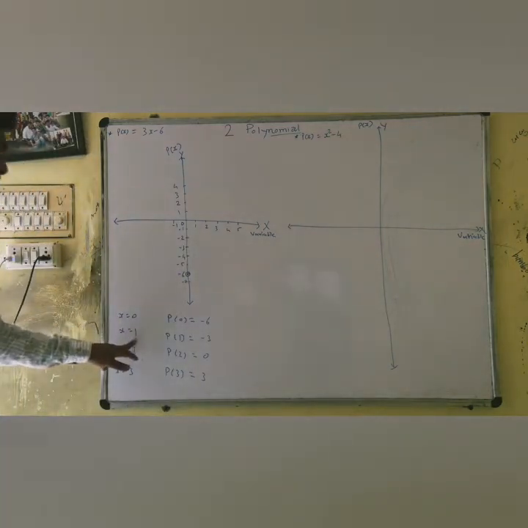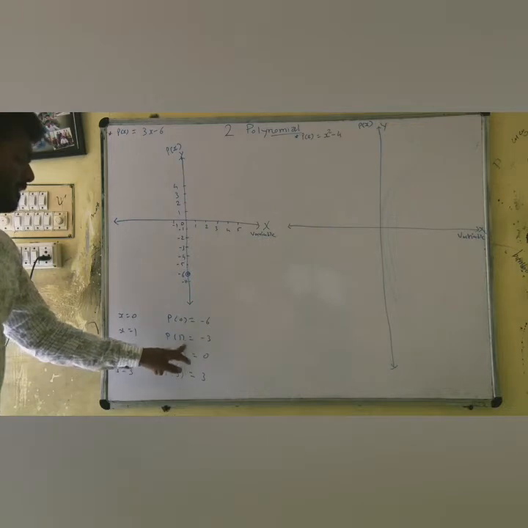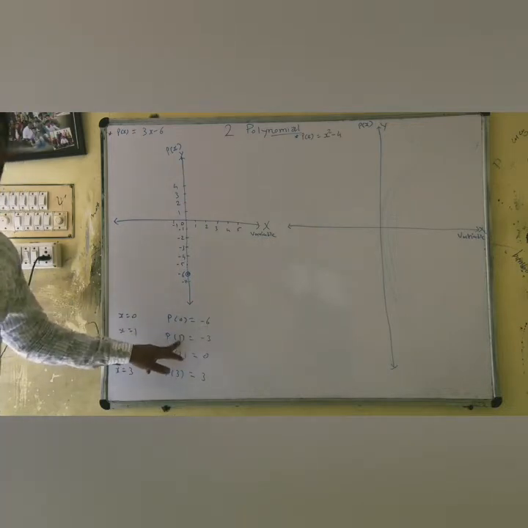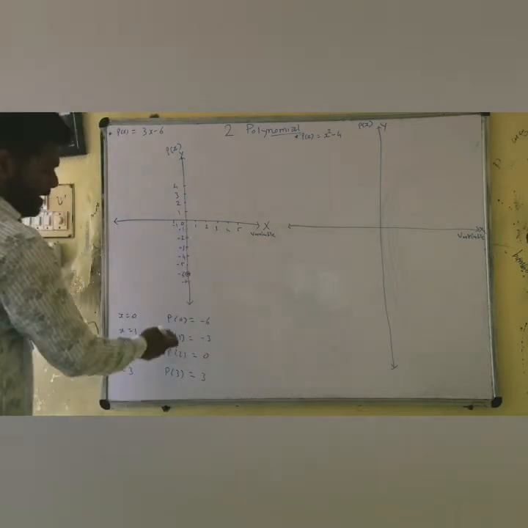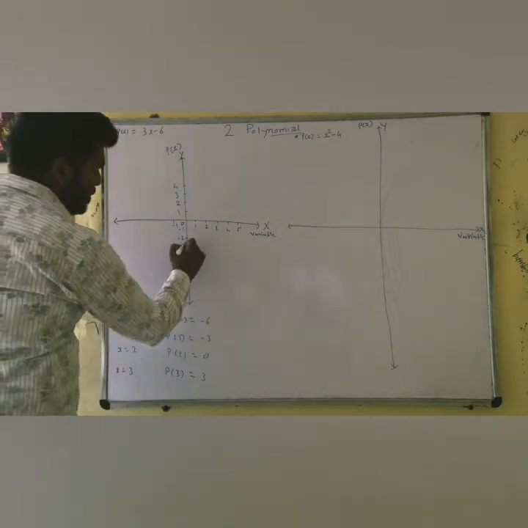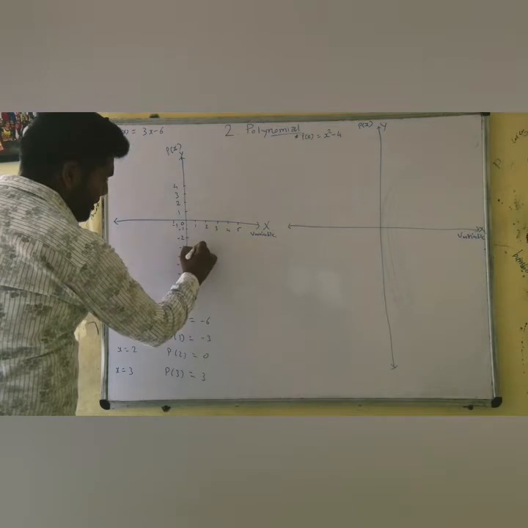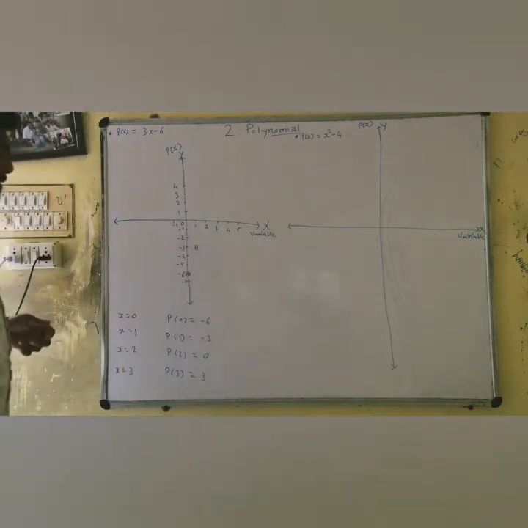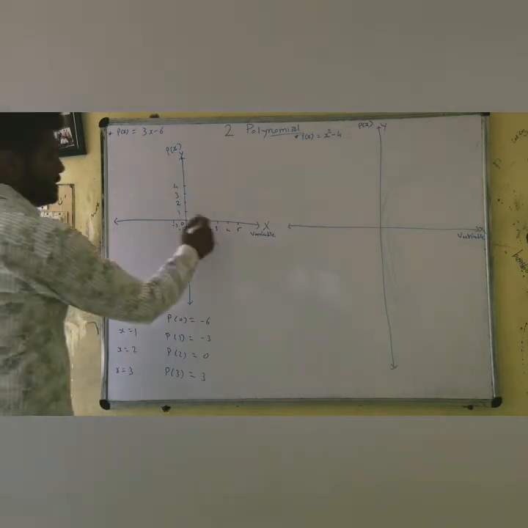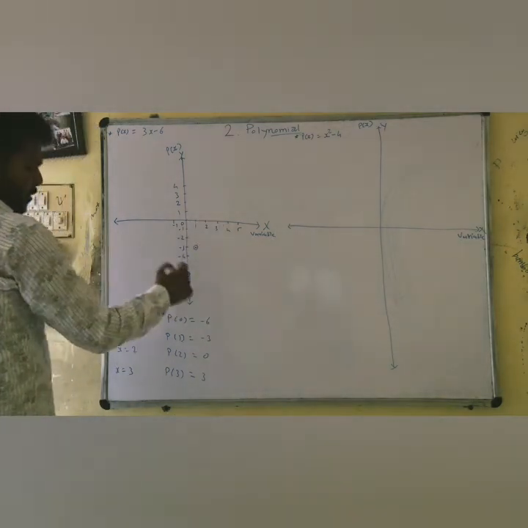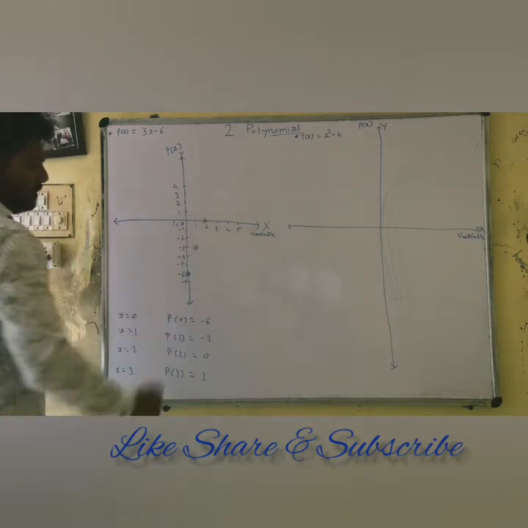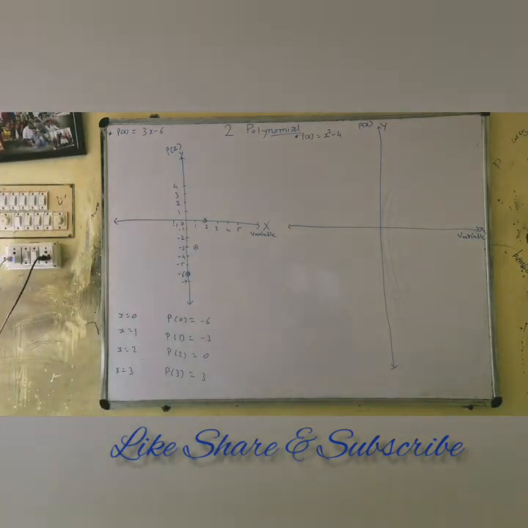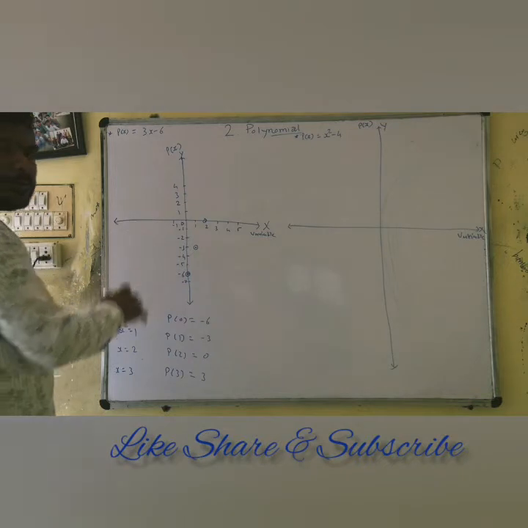Clear? When x is 1, the y value, meaning the polynomial value, is minus 3. X is 1 and p of 1 is minus 3 here. So the point is here. When x is 2, the whole value becomes 0. When x is 2, the polynomial value is 0. So this point only, as we learned in standard 9, just plotting the points.